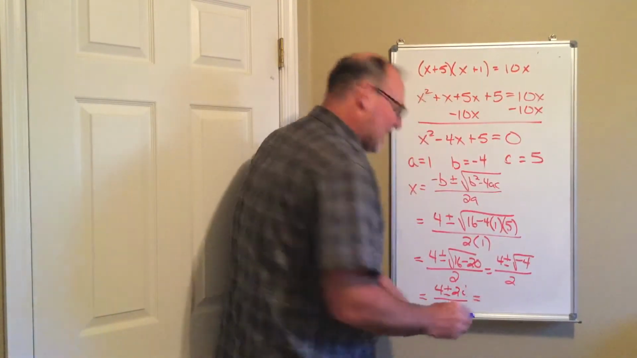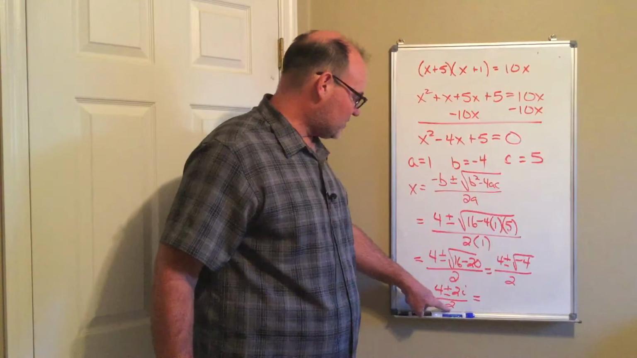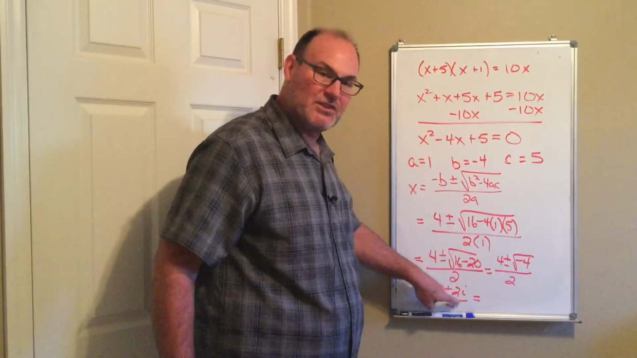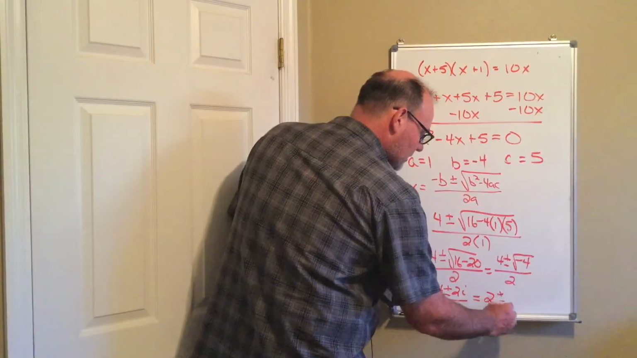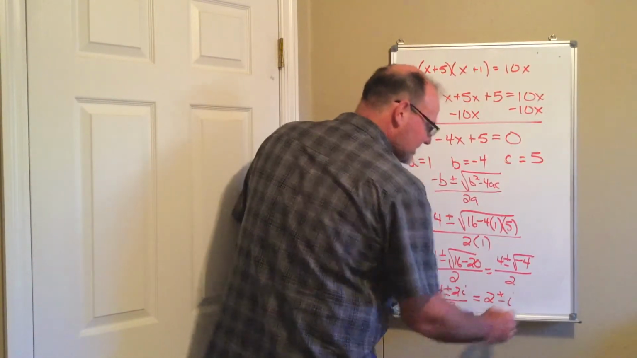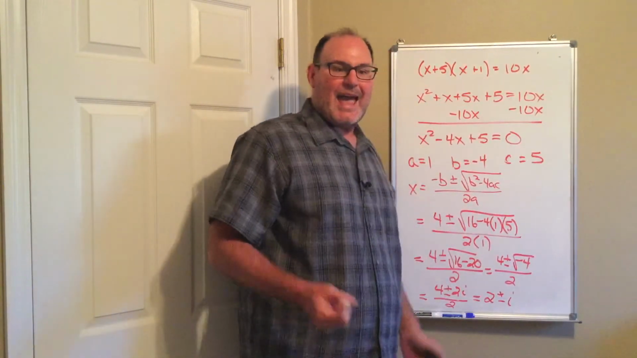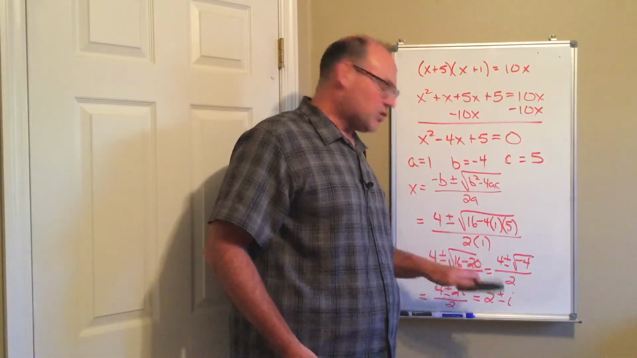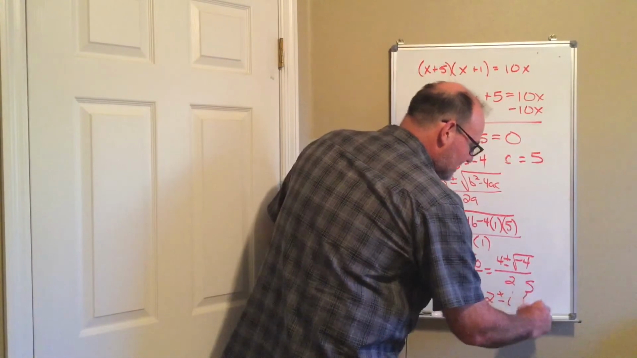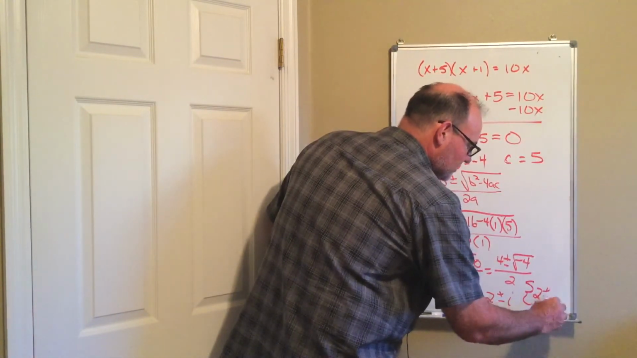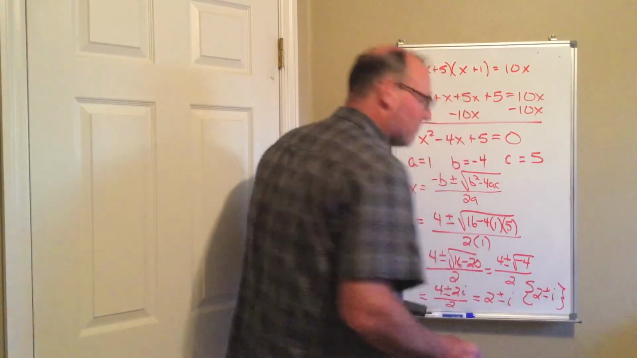And then my very last step is I am going to take this 2 and I am going to distribute it into both terms. So 2 goes into 4 2 times. 2 goes into 2 and leaves 1. And there are my two solutions. 2 plus i is my first solution, 2 minus i. So my very last thing is I'm going to write this as a solution set, 2 plus or minus i.